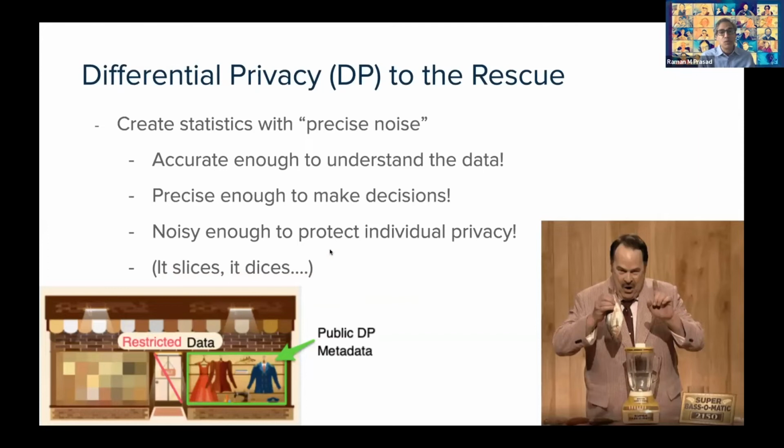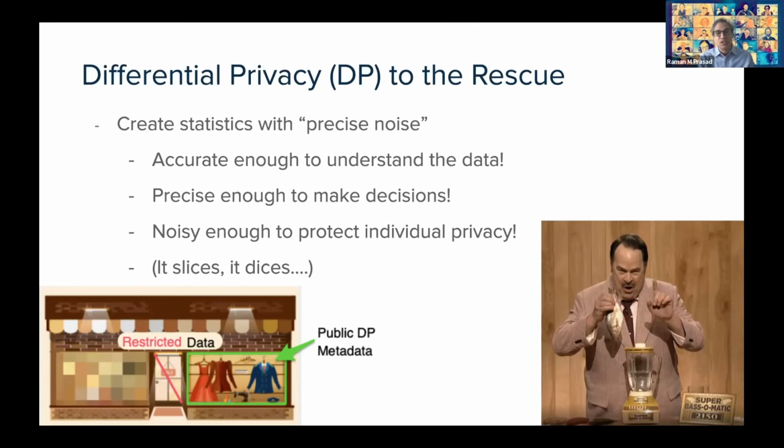This is where differential privacy can come to the rescue. Differential privacy actually isn't a library or an algorithm. It's a mathematical definition. When you look at resulting statistics, the idea is you can't tell whether any one individual's data was included in that statistic. And it sounds great, right?